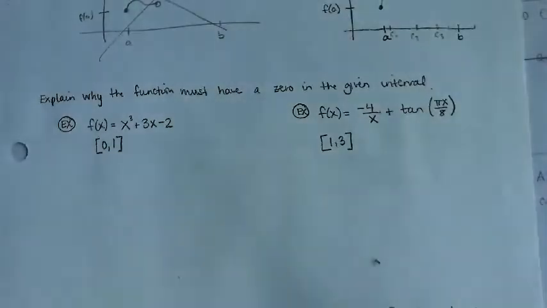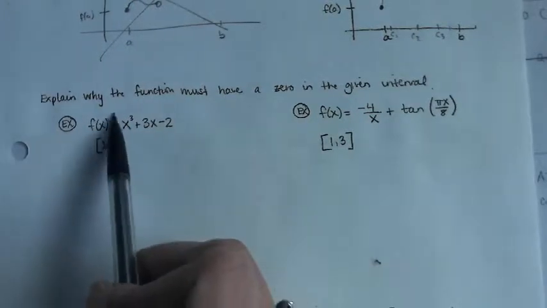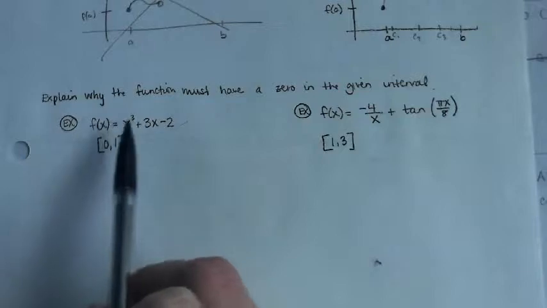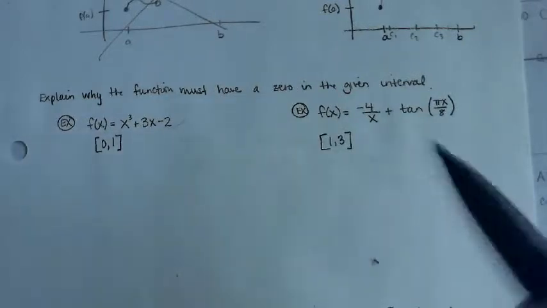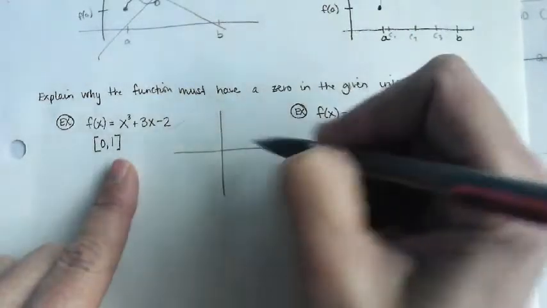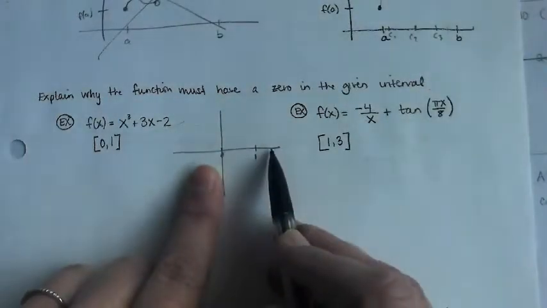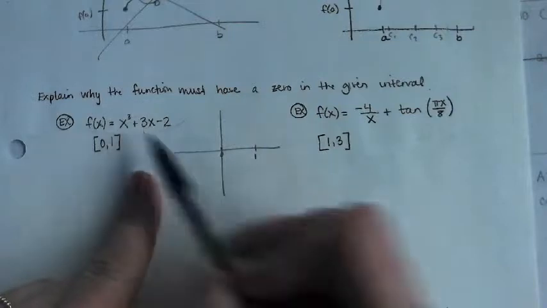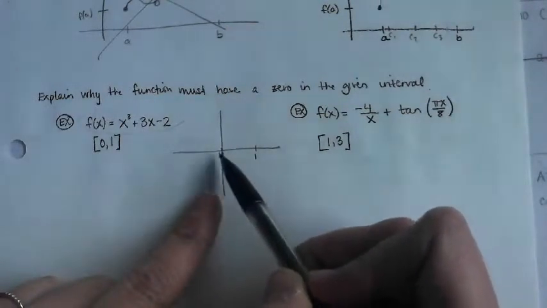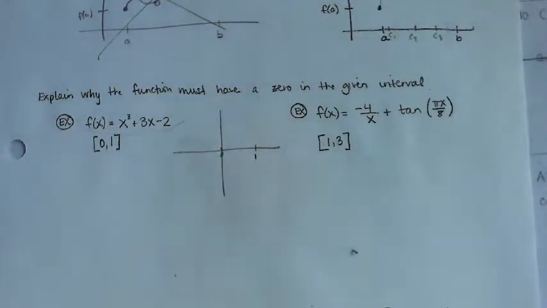So these are kind of the instructions that your homework will give you. Explain why this function must have a 0 in the given interval. So why does this function have to have a 0, meaning a root, in the interval from 0 to 1? So visually, from 0 to 1, this is saying that this function has to have a root between 0 and 1. And how can we prove that? Any ideas?